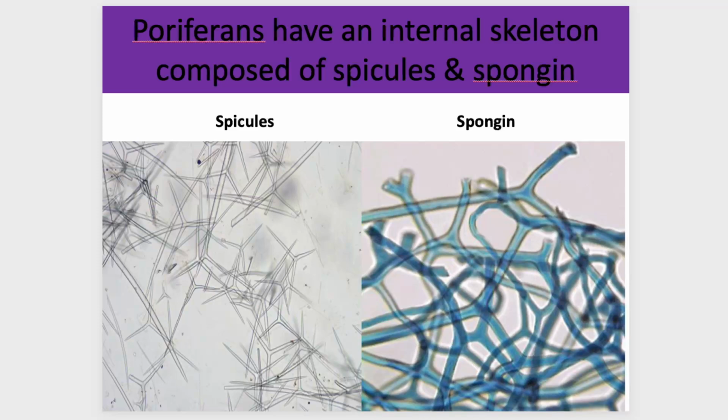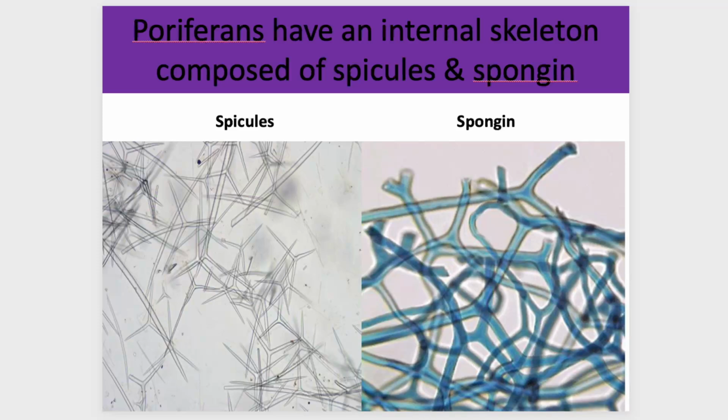Poriferans, for their internal skeleton, you see here in the image, you have spicules and you have spongin. So you can see the difference. It's apparent in the image. Spicules, think of spikes, and then spongin, think of a sponge. A sponge has holes, and then the spicules, they look like a bunch of little spikes. And it's just these little fibers that run back and forth to make this little matrix that you see.